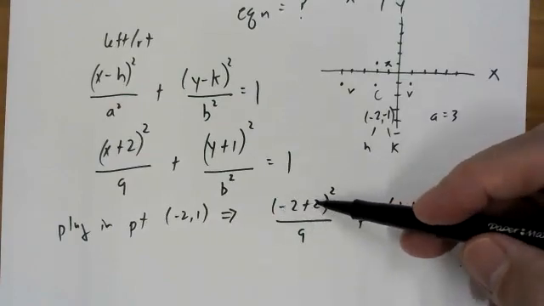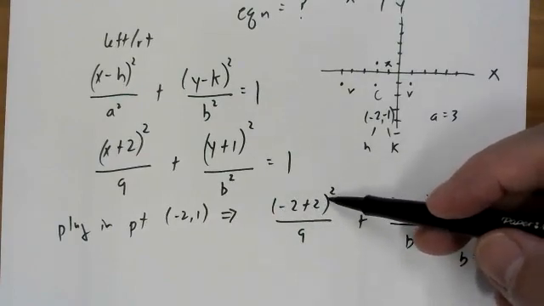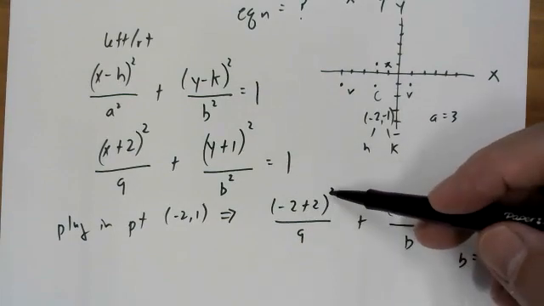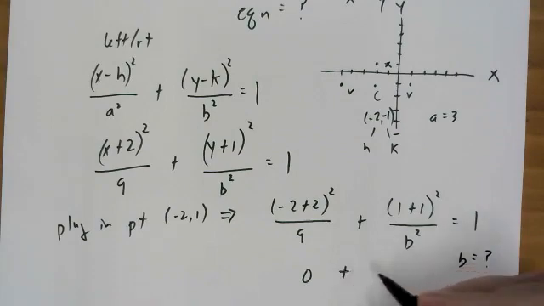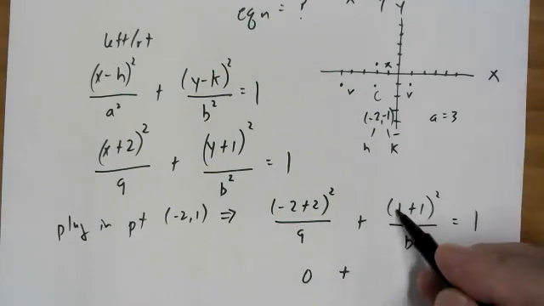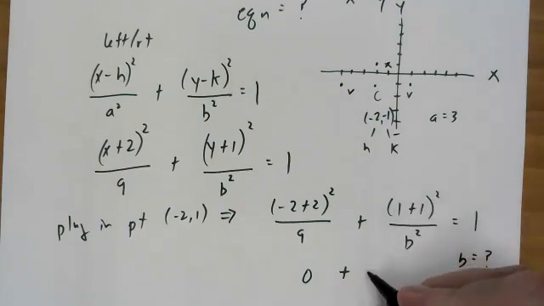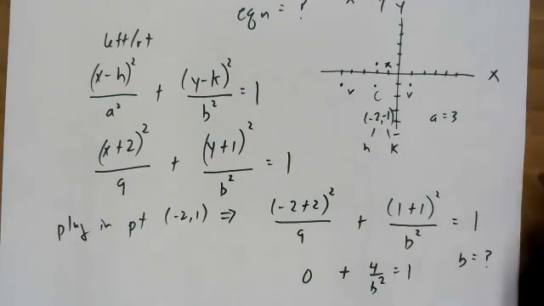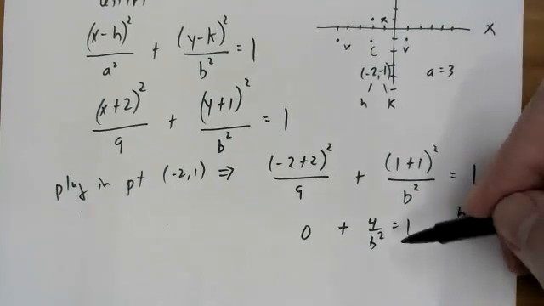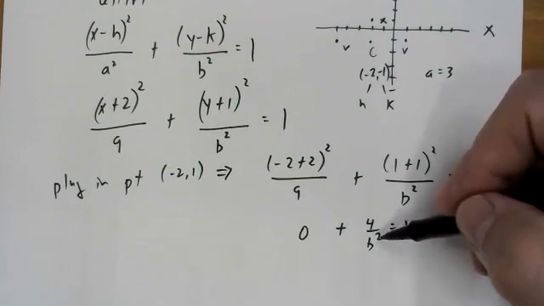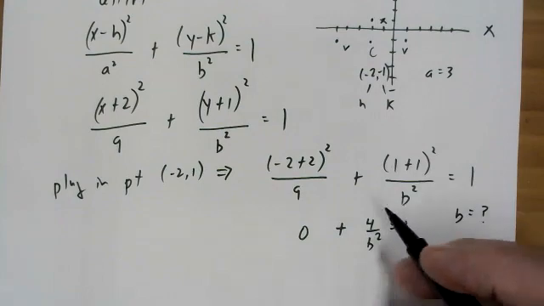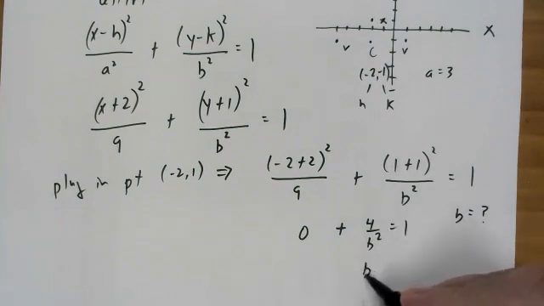So up here, -2 plus 2 is 0. Well, that's actually sort of nice. So 0 squared, 0 over 9 is 0. This whole first fraction is just 0. 1 plus 1 is 2. 2 squared is 4. 4 over b squared equals 1. And this is a pretty straightforward algebra equation to solve. If I multiply both sides by b squared to get it out of the denominator, I'd have b squared equals 4.